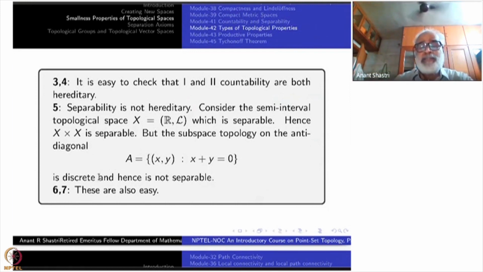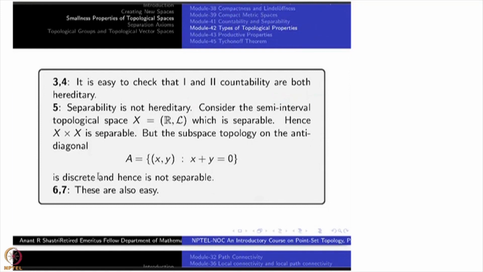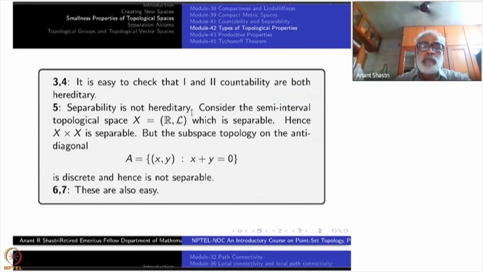A discrete topology on an uncountable set cannot be separable. This example is quite peculiar. I will use it again in the next chapter.